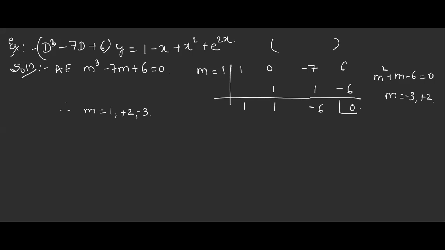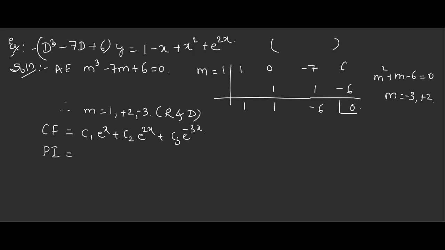Now correct? Okay. Tell me the CF. How to write? Do we have to write combined or all separate? Real and distinct, ma'am. Yeah, separate. How to write? C1 e raised to 1x, C2 e raised to 2x, C3 e raised to minus 3x. Okay, done.